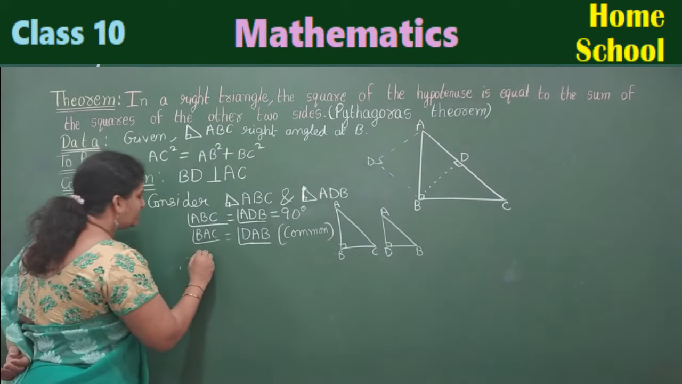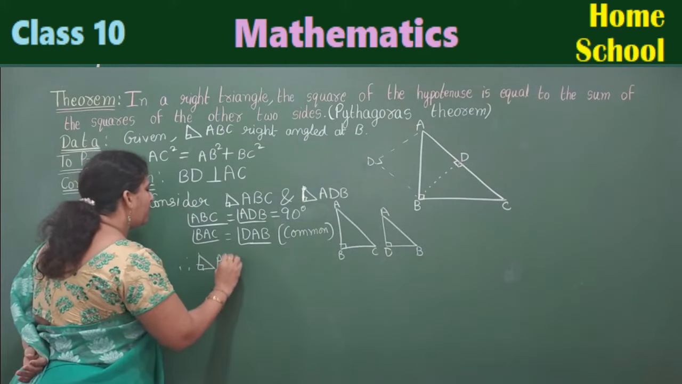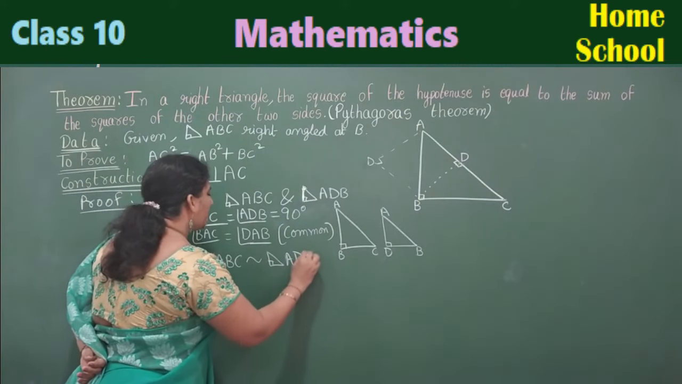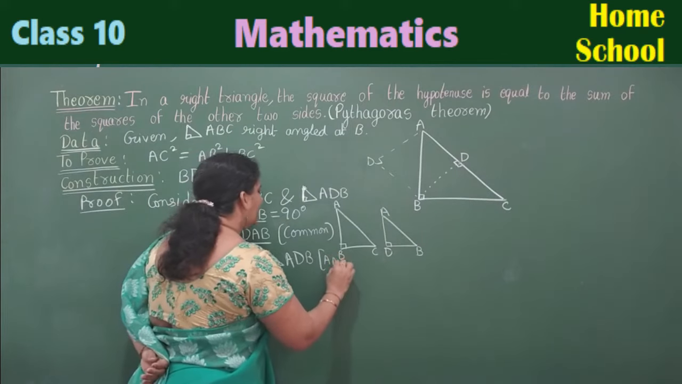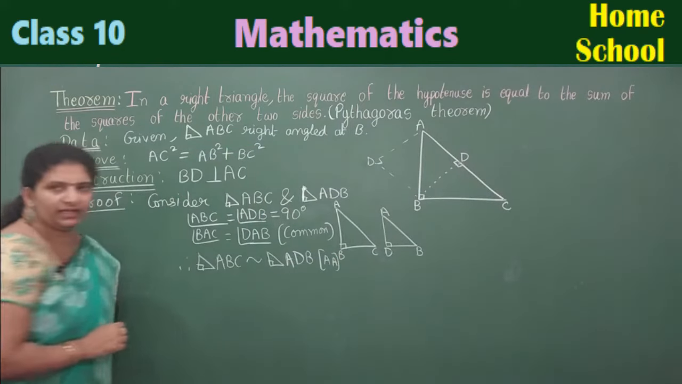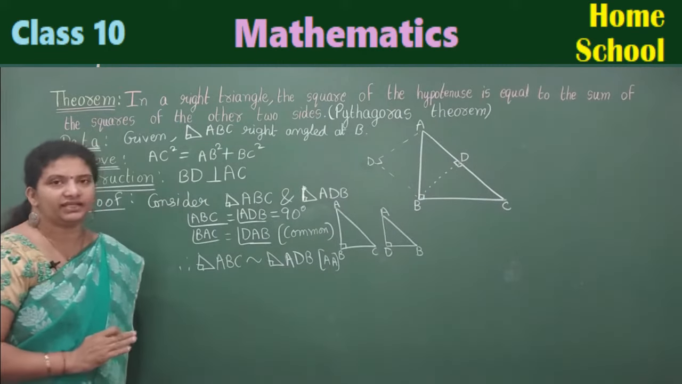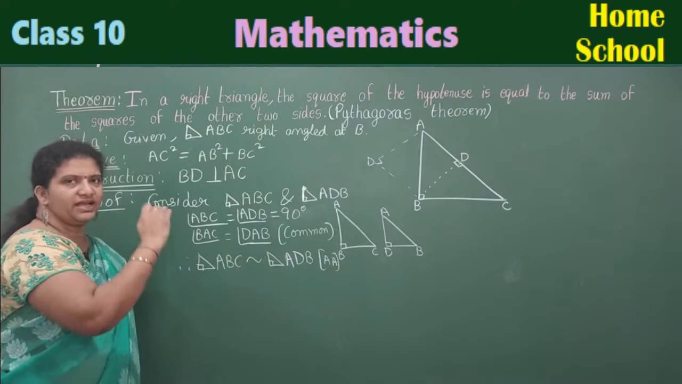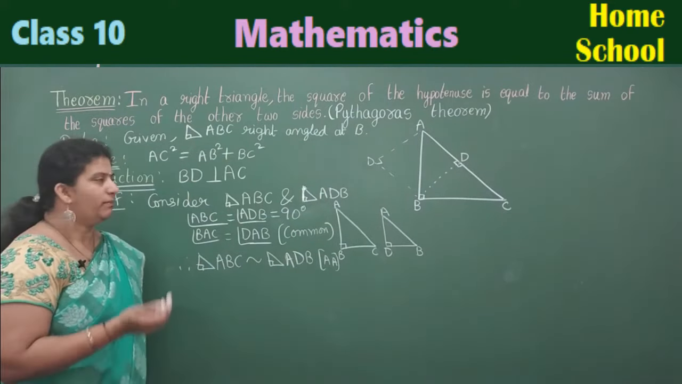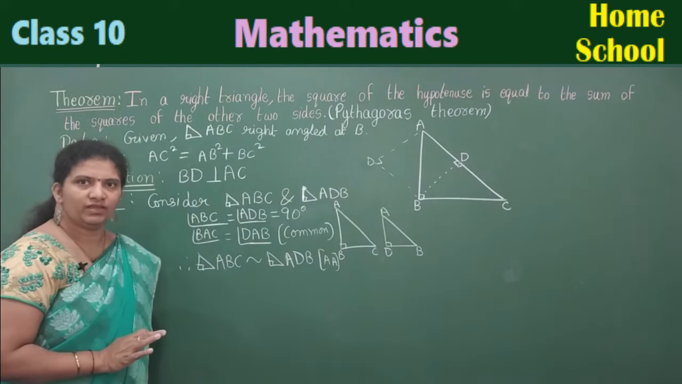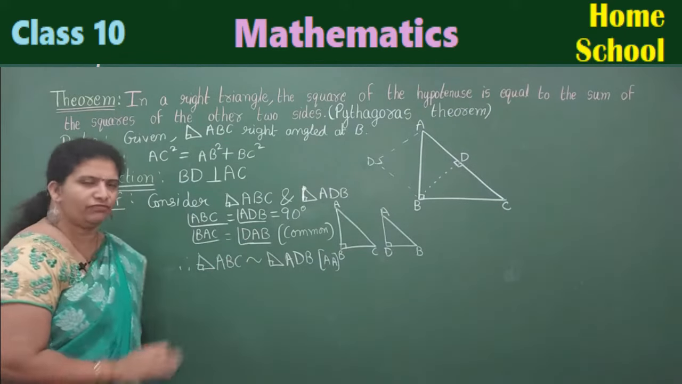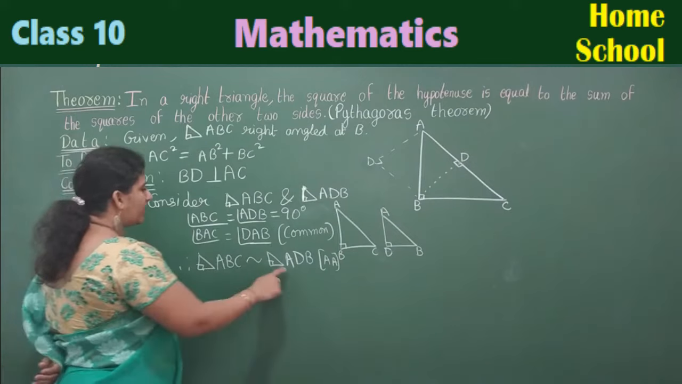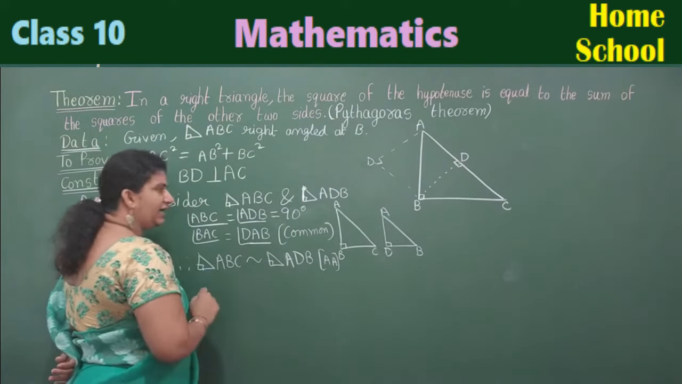So therefore what can I say? Right triangle ABC is similar to right triangle ADB by angle similarity criteria. Always when we are writing a theorem, children, statement one side and reason one side we used to have before. But now they are written combinedly, beside the statement only. If you want, you can write the reason and statement separately also. Now these two triangles are similar by angle-angle similarity criteria.